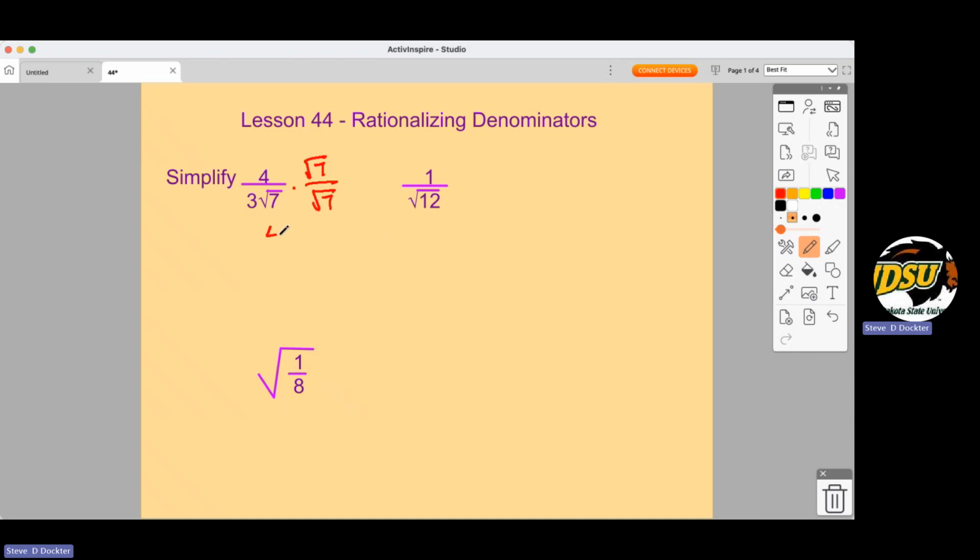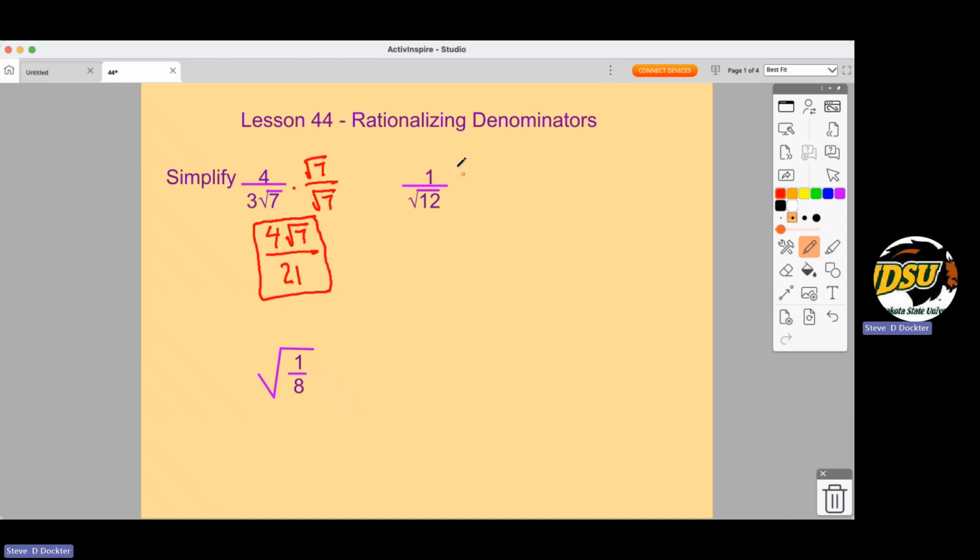Now we multiply the tops. So we get 4 square root of 7 over, then multiply the bottoms. The square root of 7 times square root of 7 is 7. 7 times 3 is 21. Now, this 7 and this 21 cannot be simplified because this 7 is under the square root sign. This is not. So this would be fully simplified here.